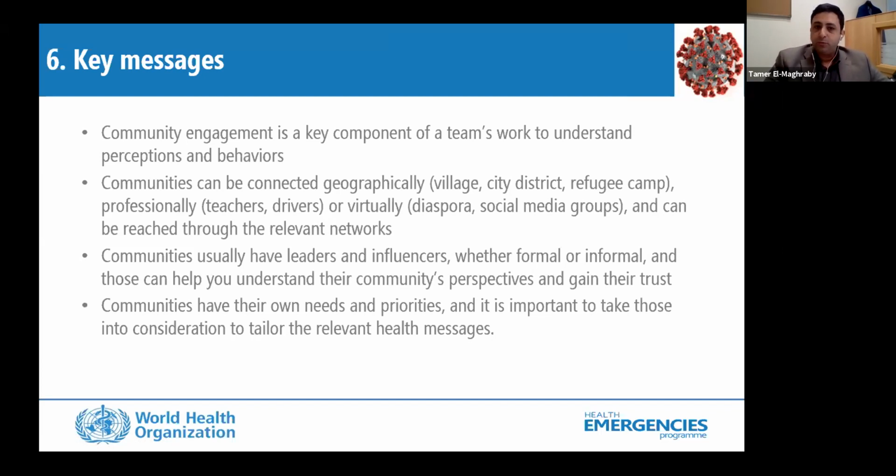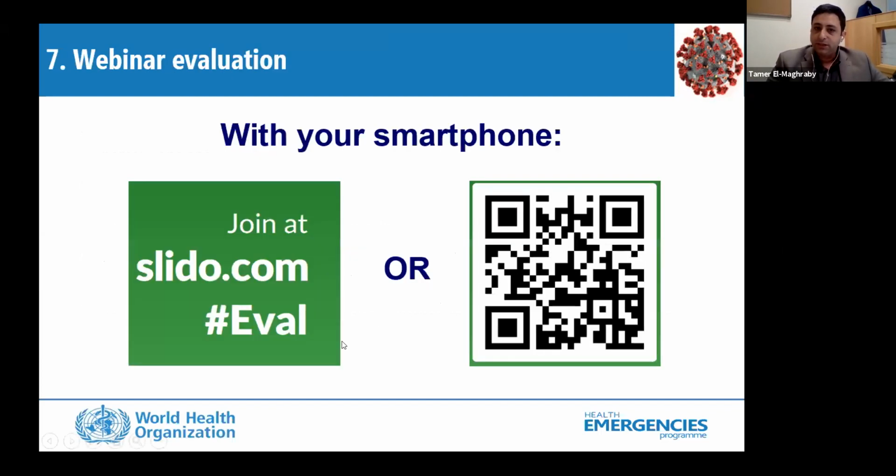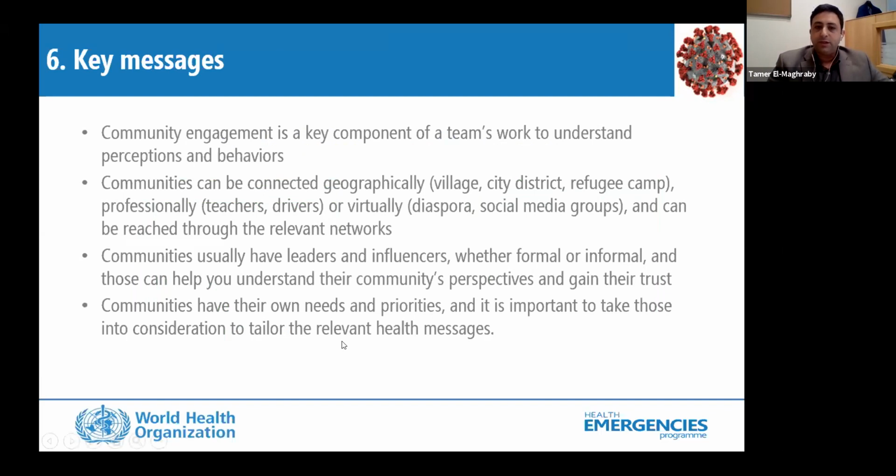Sometimes they're experts on risk communication and community engagement, but in all cases, they will be people that will help you listen in and understand some of the needs of this community. The second point is that it's also worth mentioning, I think we always talk about communities in the geographical sense, but we also have to remember that sometimes communities are based on professional affiliation. Teachers or drivers could be communities in themselves. And in the world that we're living in today, virtual communities are also very closely connected.